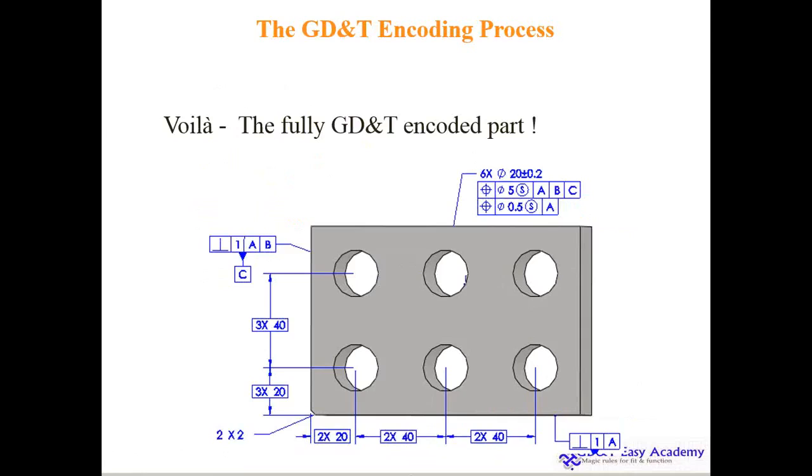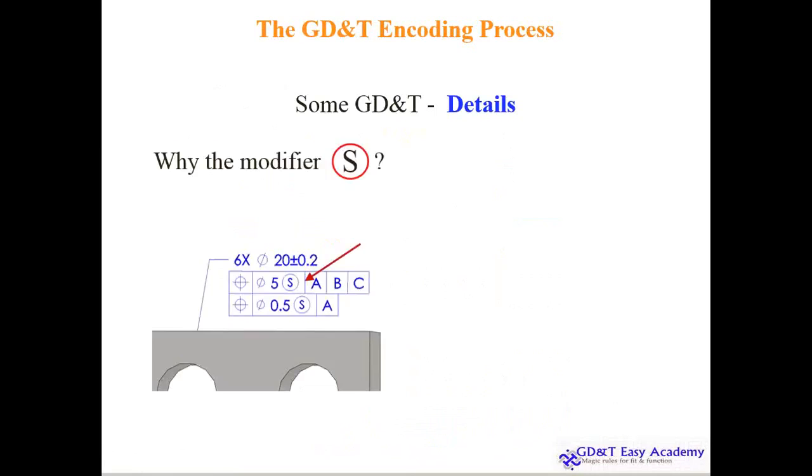Now if you see the full GD&T part, this is done, and now some of the highlights here. Why is the modifier S used? The S is used for regardless of feature, as I discussed in my earlier session today. So regardless of feature, even if this size is somewhere 20 and this diameter is 18, you can still apply regardless of feature. Regardless of the feature, you can have an axis alignment.